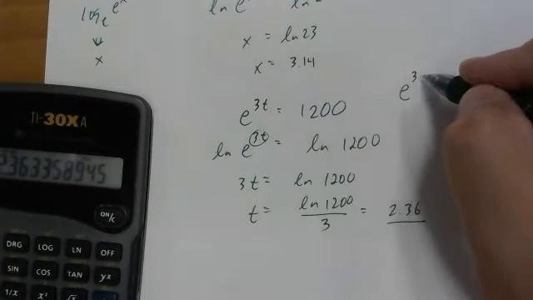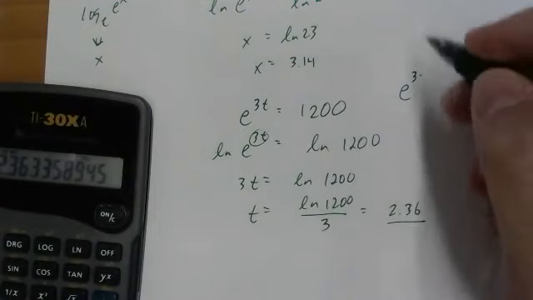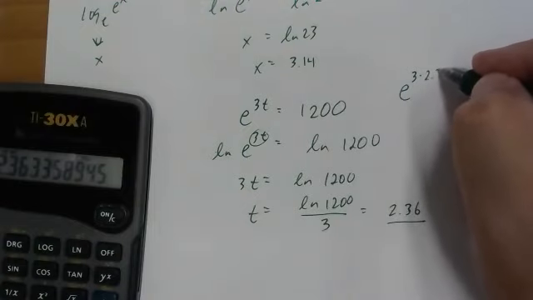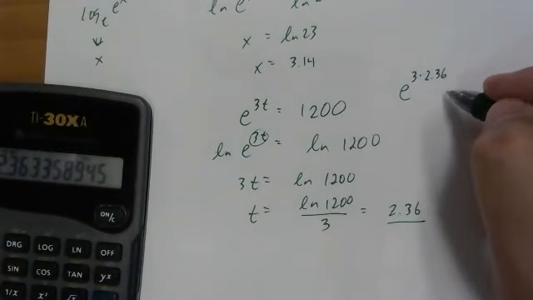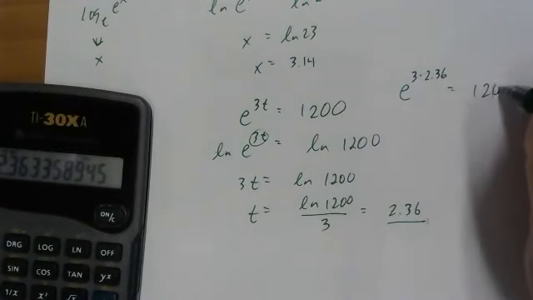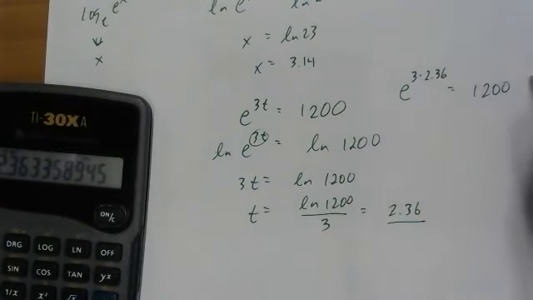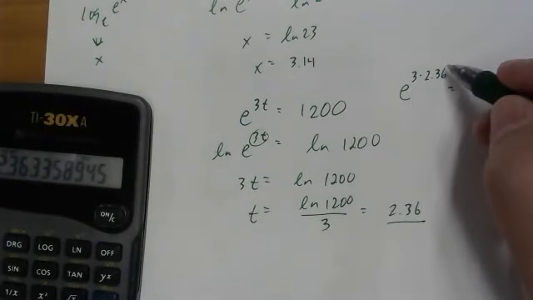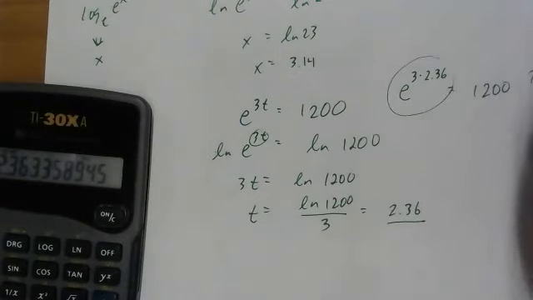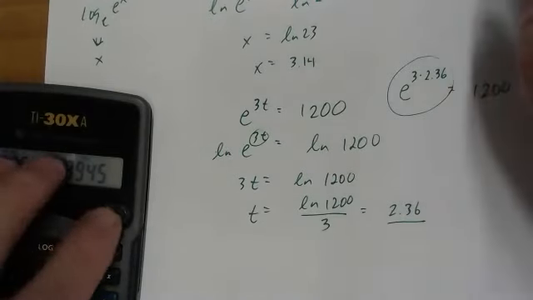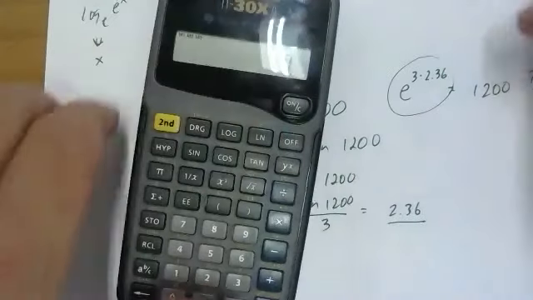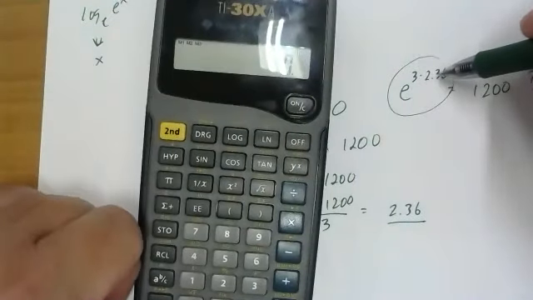So 3t, I'm saying t is 2.36, equals 1200. I'm going to see if this is true. So let's go ahead and grab my calculator. Let's calculate this and see if it's 1200. And then I will confirm I did it correctly. Now, I haven't gone over this yet, but now I'm trying to calculate the exponential function.